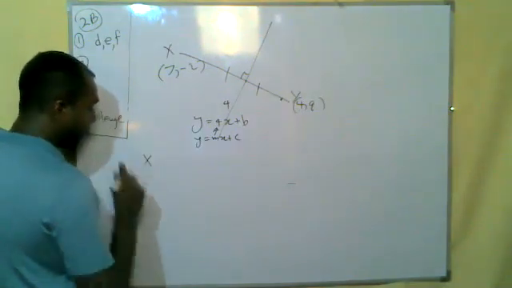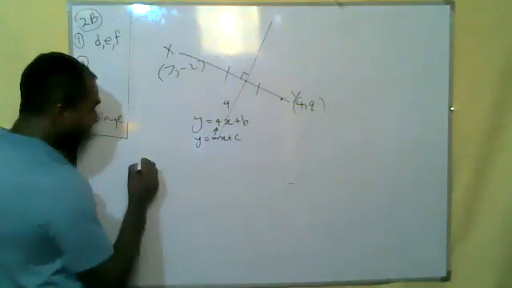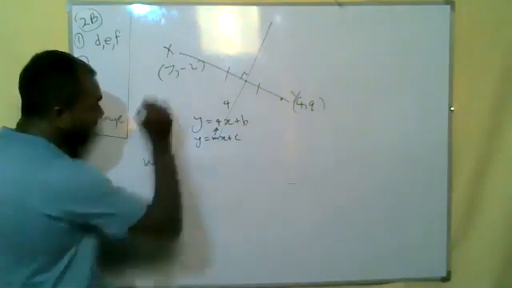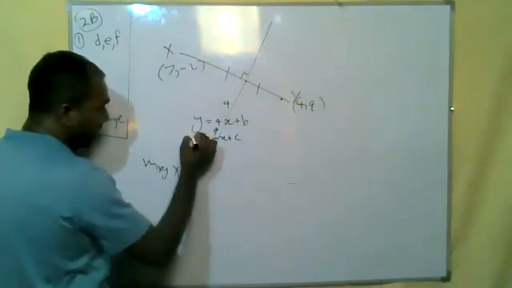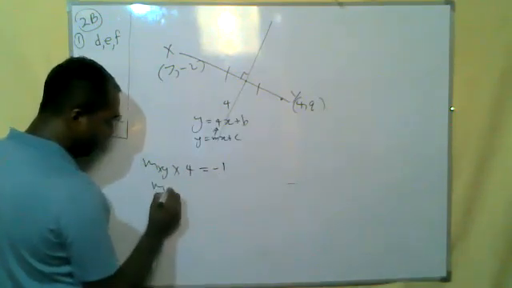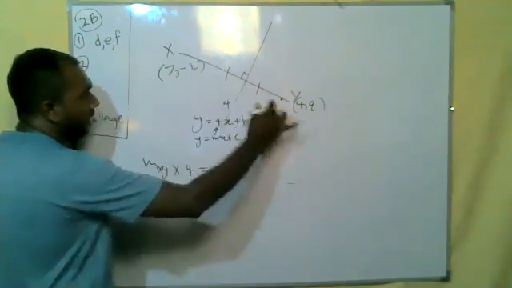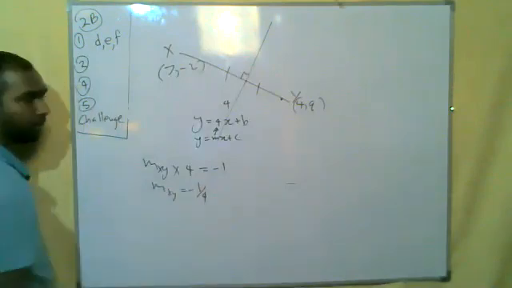We can use our theory. What is our theory? The gradient of xy times the gradient of the perpendicular line should be equal to -1. So that gradient is 4, so mxy, the gradient, equals -1/4. So the gradient of this xy line is -1/4.